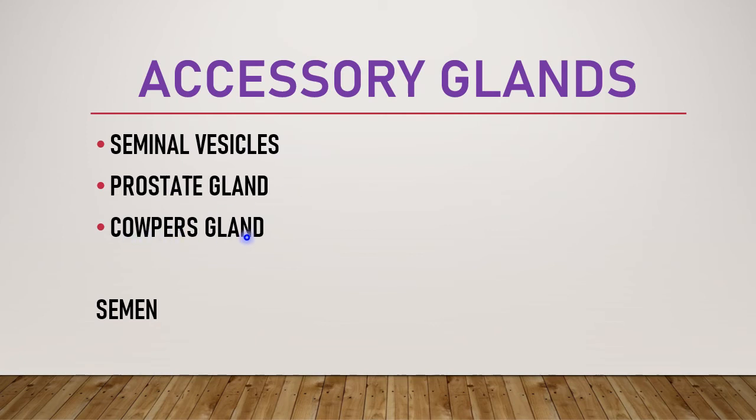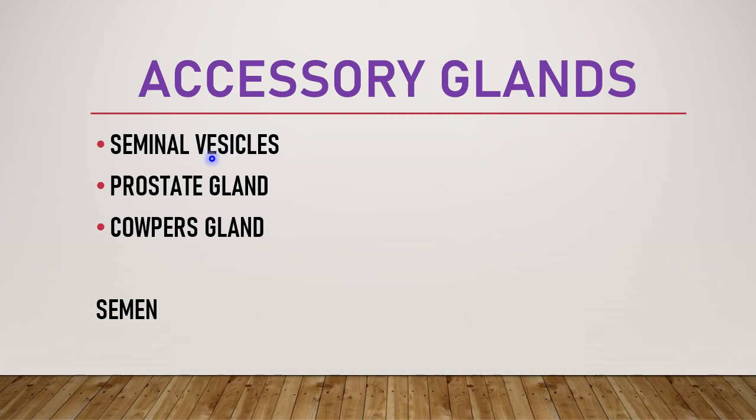Now, what is this all about? Accessory glands, the first one I'm talking about, the seminal vesicle. The seminal vesicles are two in number. They are small fibromuscular pouches present on the posterior side of the urinary bladder. They show the presence of a duct, and the duct of the seminal vesicle unites with the vas deferens, giving rise to the ejaculatory duct, which carries both the urine as well as the semen.